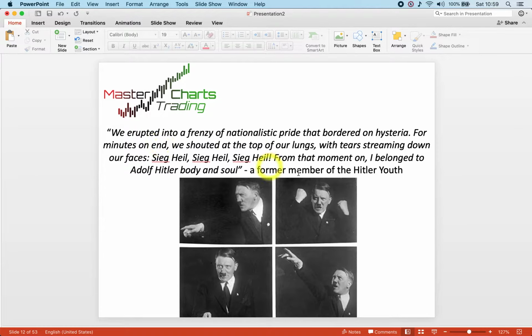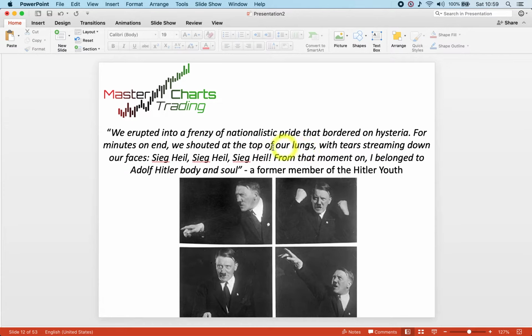This is from a former member of Hitler Youth. We erupted into a frenzy of nationalistic pride that bordered on hysteria. For minutes on end we shouted at the top of our lungs with tears streaming down our faces, Sieg Heil, Sieg Heil, Sieg Heil. From that moment on, I belonged to Adolf Hitler body and soul.